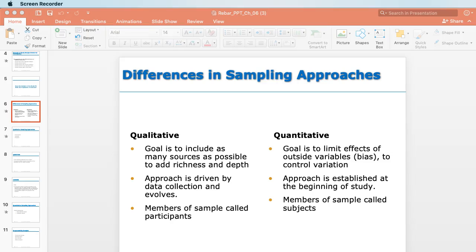Hi everybody, I'm going to review some of the content related to sampling. I went over this in class during week 3, and you can find these slides. These are Rebar's PowerPoint for chapter 6. You can find these in the week 3 folder.